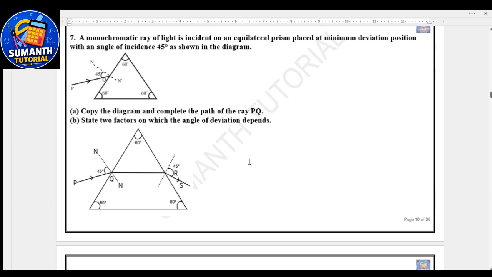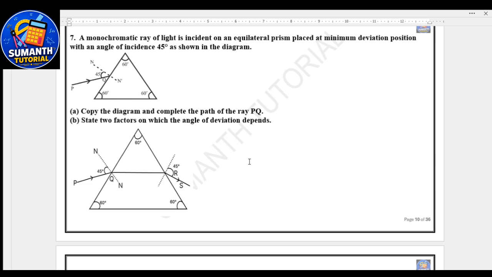I have already drawn the diagram. I will explain it. Yeah, that question is like this. A monochromatic light is incident on an equilateral prism placed at the minimum deviation position with an angle of incidence 45 degree as shown. Then for the first question, copy the diagram and complete the path of ray PQ, followed by state the two factors on which the angle of deviation depends.